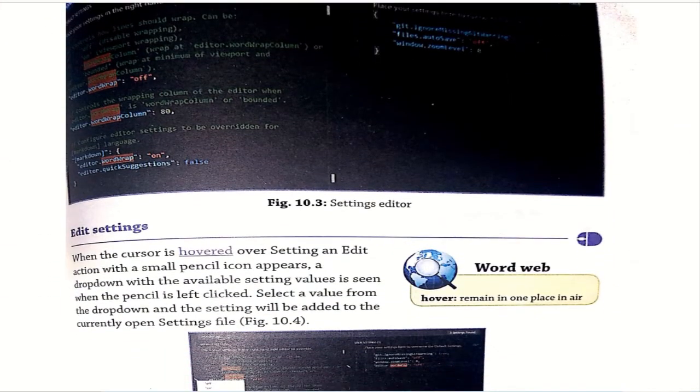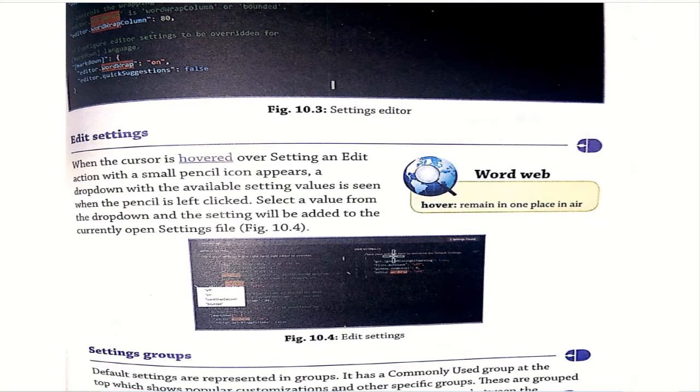Next is edit setting. What is the edit setting here? It appears when the cursor is hovered. What do you mean by hovered? Hovered means it remains in one place in the air. So when the cursor hovers over a setting, an edit action with a small pencil icon appears. A drop down with the available setting values is seen when the pencil is left clicked. Select a value from the drop down and the setting value will be applied to the currently open settings file. So with the hovered setting, you can edit your setting in Visual Studio.